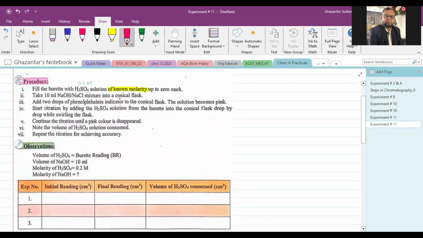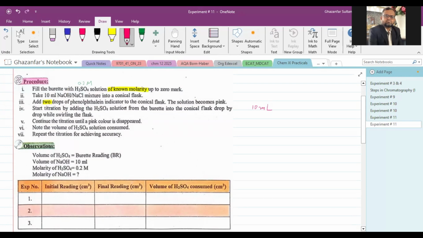Then take 10 ml. The correct symbol of ml is small m and capital L, because the symbol of liter is capital L, so milliliter is the small unit of the liter. Mixture into the conical flask. Add 2 drops of phenolphthalein. You can use 2 or 3 drops, but remember that if you are using 2 drops, then in all the other steps when you repeat this experiment, you will use the same quantity of phenolphthalein.